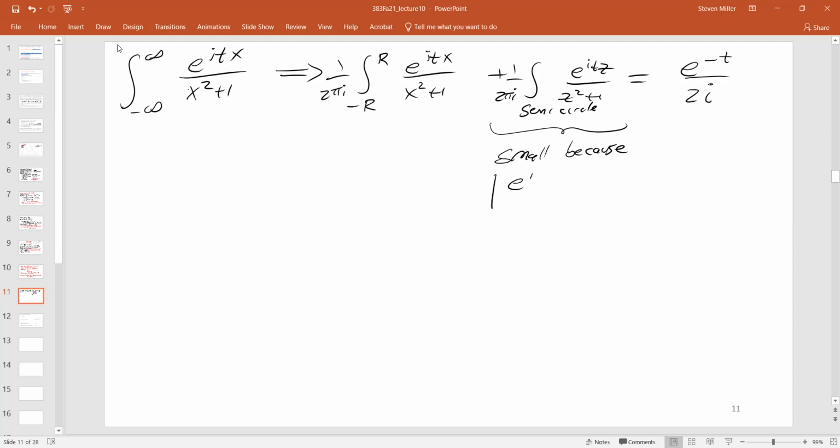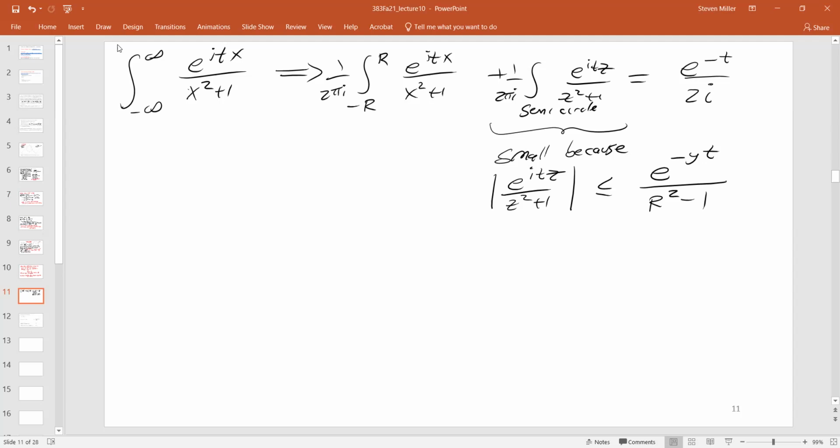The absolute value of e to the itz over z squared plus 1 on this semicircle is going to be less than or equal to e to the minus yt over r squared minus 1. Right? Because we're on the semicircle, we have a lot of exponential decay. We have e to the minus yt. This is really good decay as long as we move a little bit away from the x-axis. So if we're near the x-axis, it might not be great. As we move away from the x-axis, it has good decay.